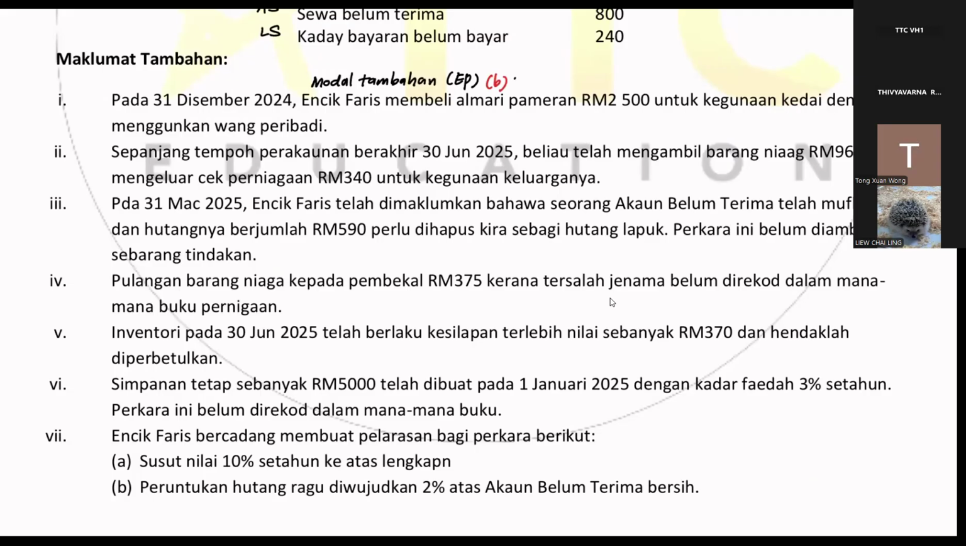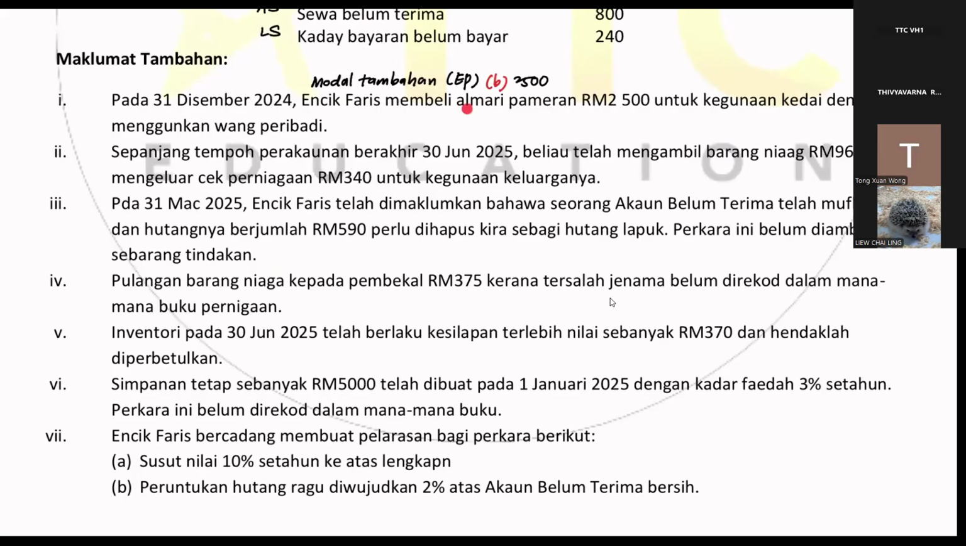Modal tambahan, 2,500. Okay, done for modal tambahan, but don't forget, every pelarasan you have to do twice, right? One for APO, one in PKK. Then you can only manage to combine your APO and also PKK. So first account affected here is modal tambahan.